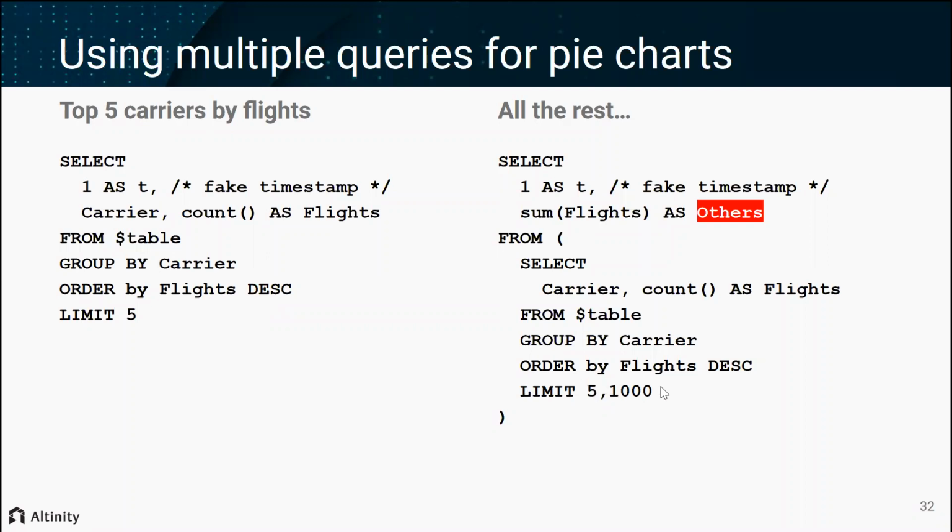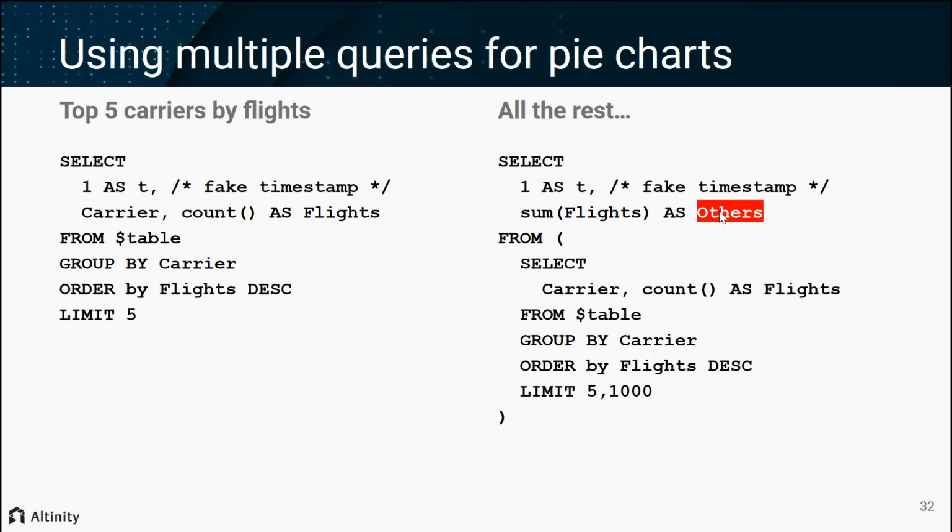And so this shows the trick to doing this. We group by carrier, order by the number of flights in descending order, and take the top 5. And then the other query orders them, but it's going to take the 6th one on to whatever is the maximum number. I know I don't have more than 1,000 carriers, so I just use that as a limit. And so that's basically going to give us this final chunk of the pie.